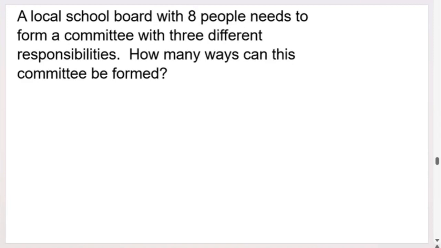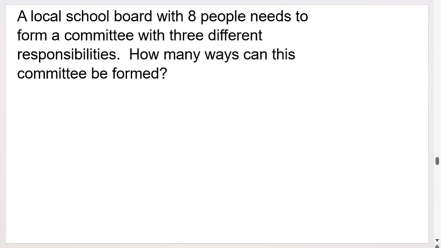Here, you've got a local school board with 8 people that needs to form a committee with 3 different responsibilities. So I would think here, one is a chairperson, another a secretary, and another a treasurer. You understand? Those are different responsibilities, so the order is important here. So here you would use a permutation. It is the context of a permutation.